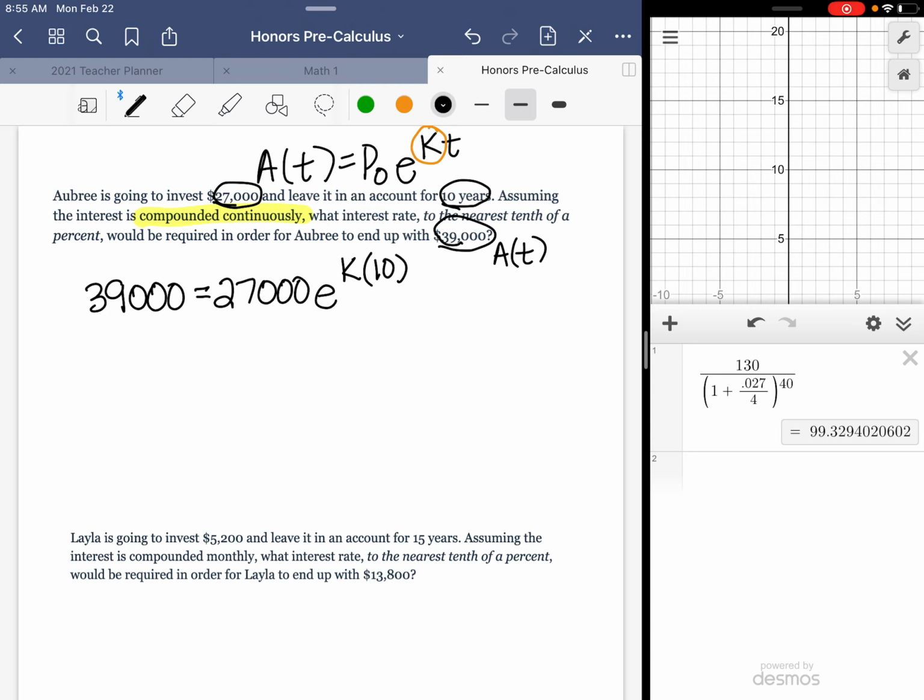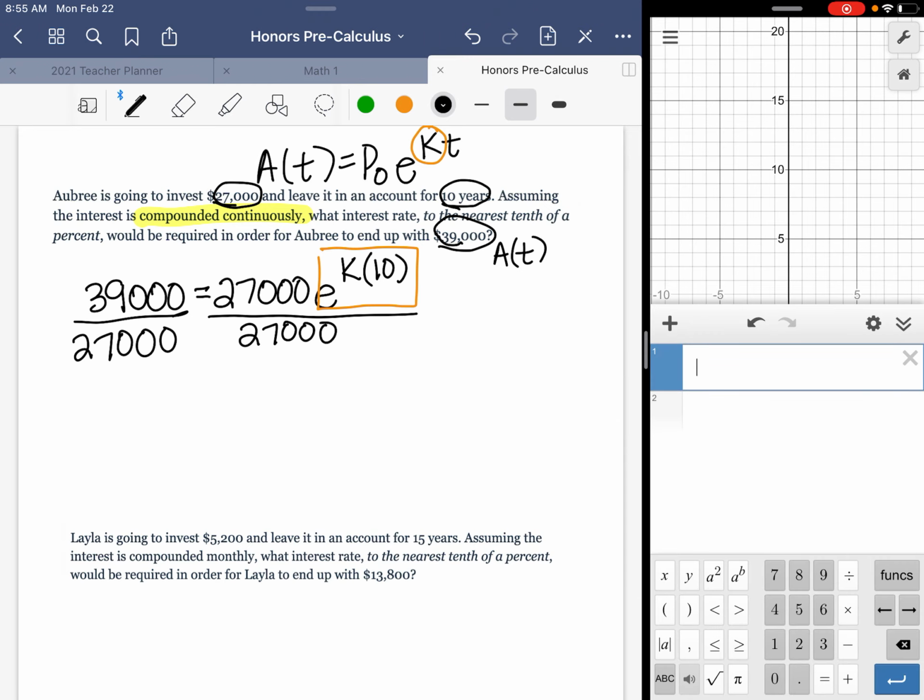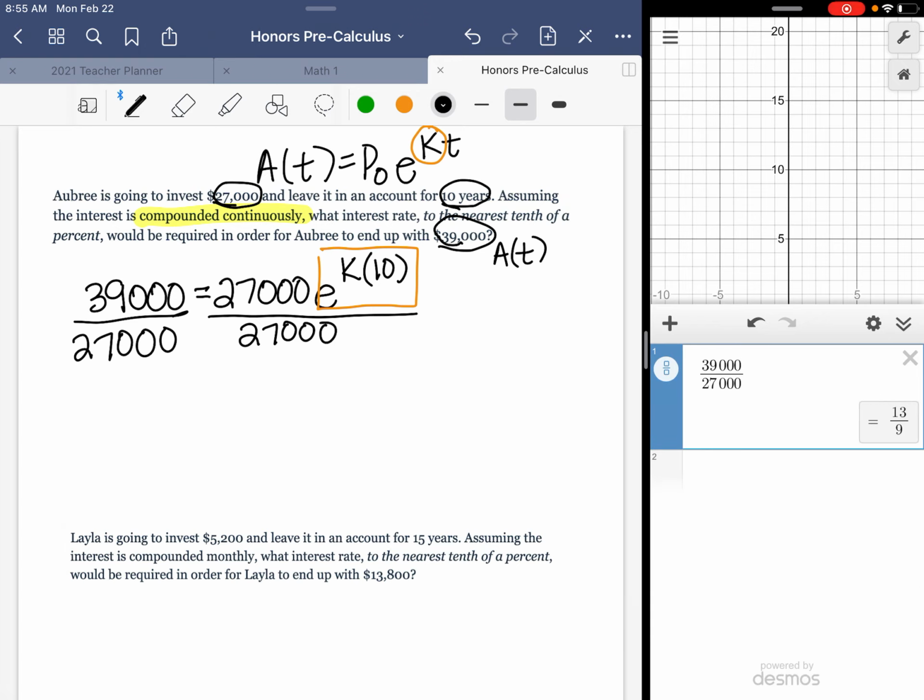So just like we did when we solved our problems before, we're trying to get this e raised to kt by itself. So we're going to start by dividing by 27,000. All right, and again, in previous videos, I've made the point of do not round these answers here. You do not want to round it, because it could potentially mess it up. So I'm going to turn it back into a fraction. It's going to be 13 over 9, or you could have left it as the big numbers. Either way is fine with me. And then I have 10k.